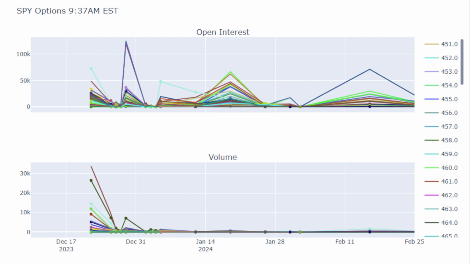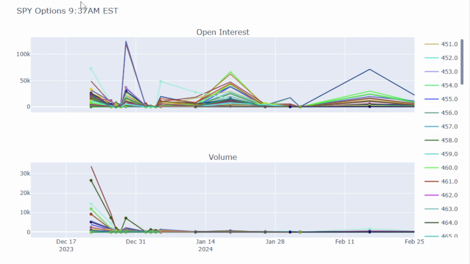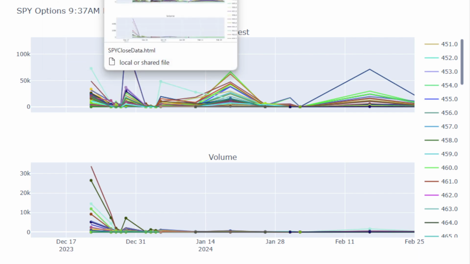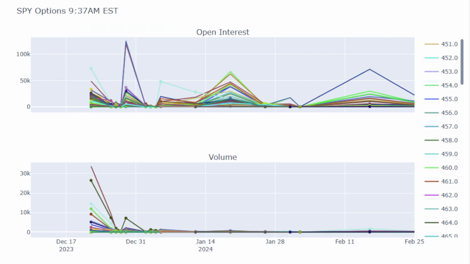Here we can see near market open and near market close. While these two appear to change slightly, all that we're seeing is the colors changing. There's no change throughout the day within the data. So there's a quick overview of volume versus open interest. But what makes this so interesting is following this data over time.